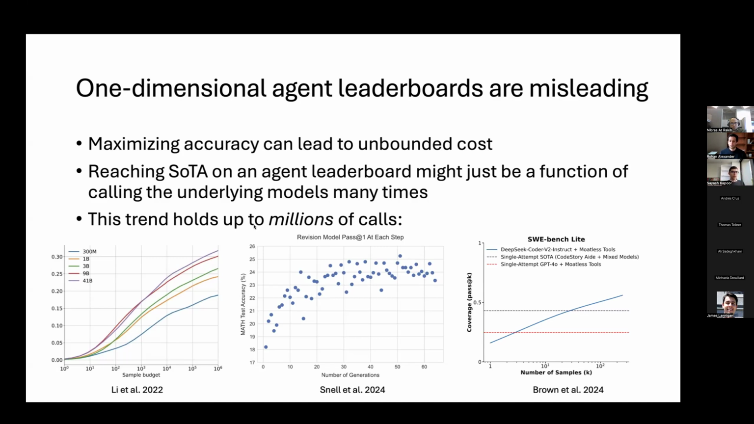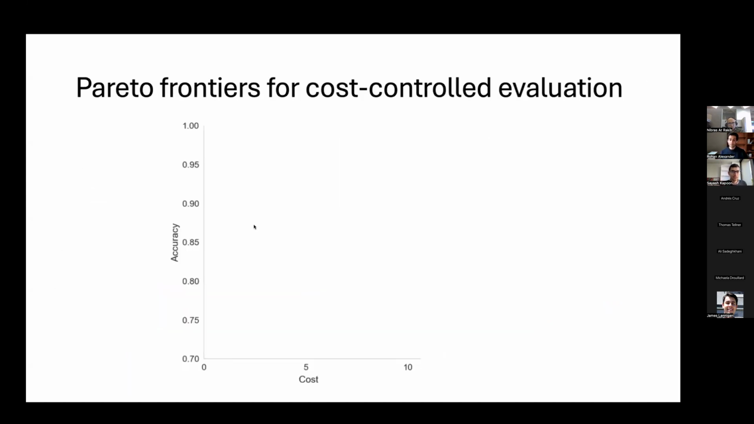So if all of this is true, and we appreciate that we can simply increase accuracy by calling a language model more times, then one-dimensional leaderboards are essentially useless in the sphere of AI agent evaluation, because you can keep calling the language model more times and increase accuracy. And that does not tell us anything apart from how much money a developer is willing to spend on their evaluations. So instead of looking at evaluations as a leaderboard, we need to take cost into the equation. We need two-dimensional leaderboards that emphasize not just accuracy, but also cost.